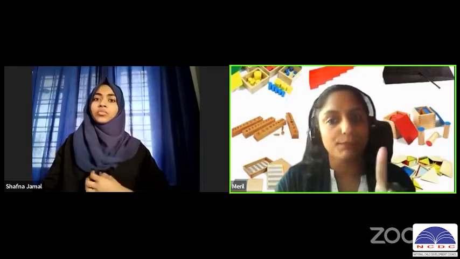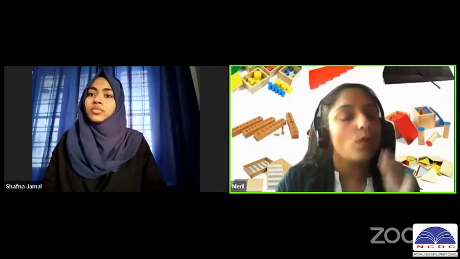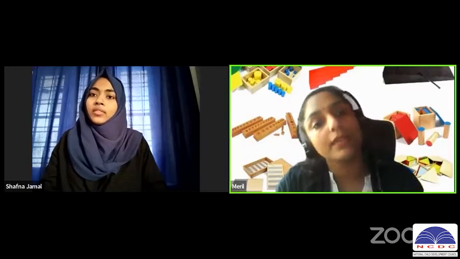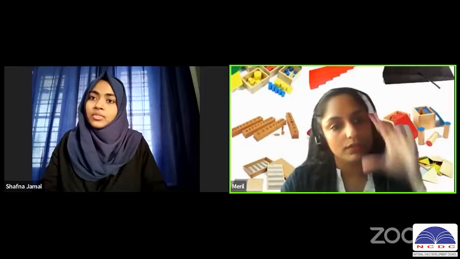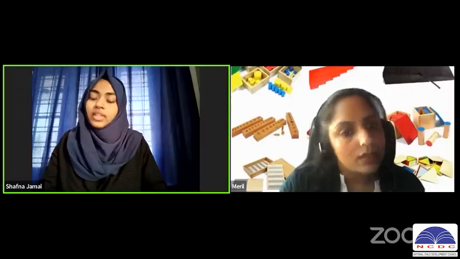And control of error is another important thing. In sensorial apparatus, the main point is control of error. Whatever activity the child does, he doesn't need anybody to tell him, oh, you're making a mistake. He will understand by himself. When he comes to the pink tower, if the blocks are kept upside down, like the biggest one on the top and the small one below, it won't stand properly. It will fall down. So the child will understand.